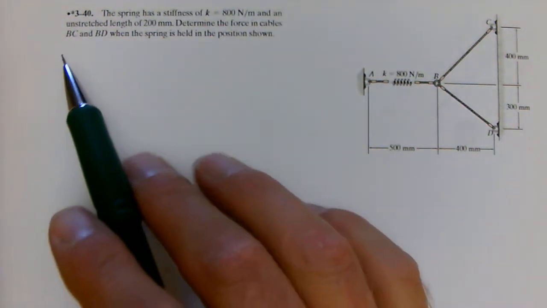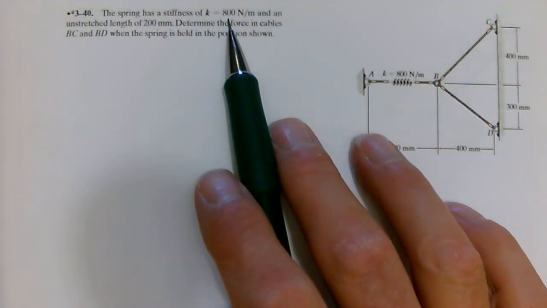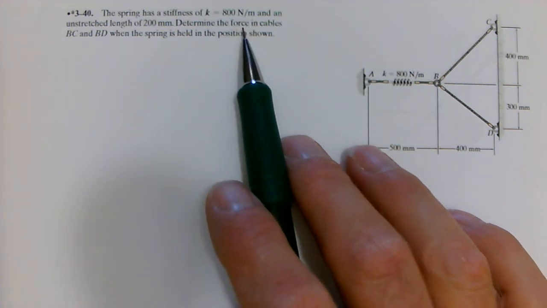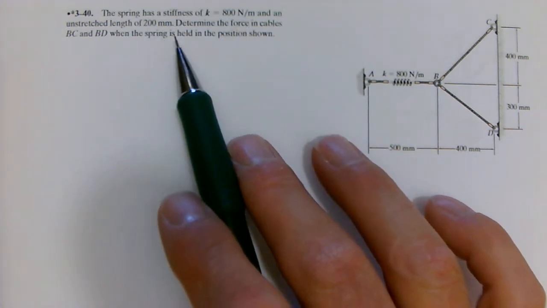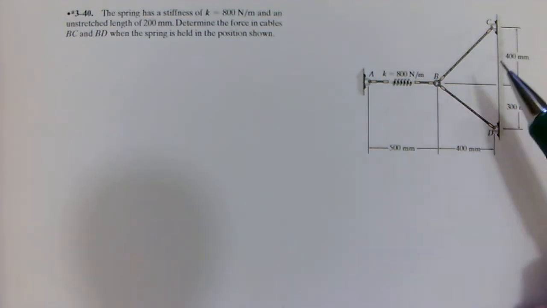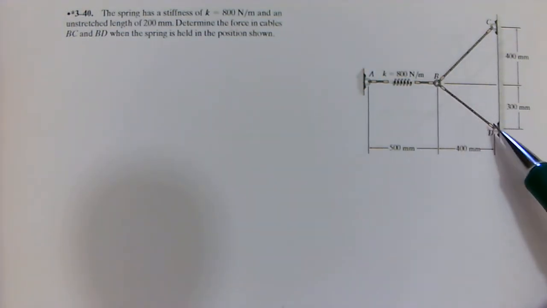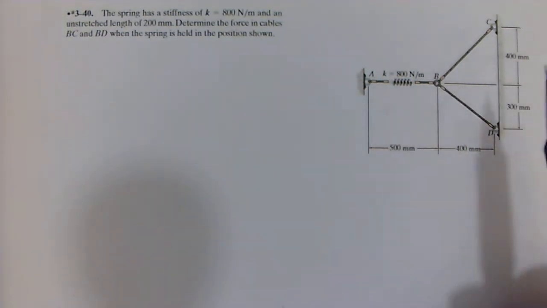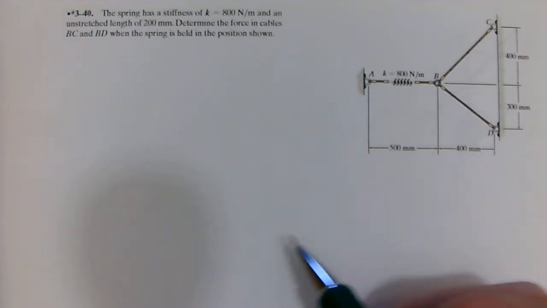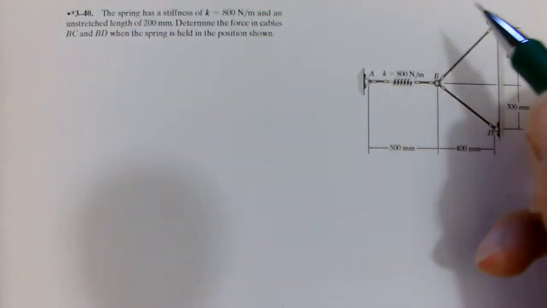Problem 3-40. The spring has a stiffness of 800 newtons per meter and an unstretched length of 200 millimeters. Determine the force in cables BC and BD when the spring is in the position shown.